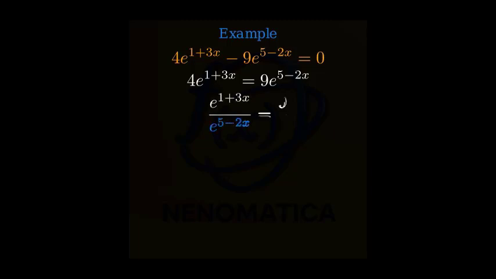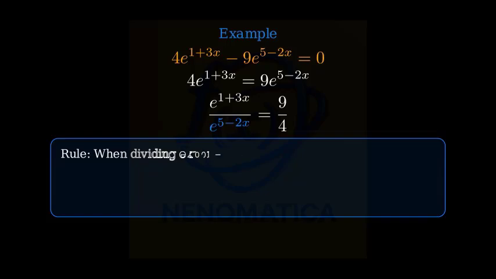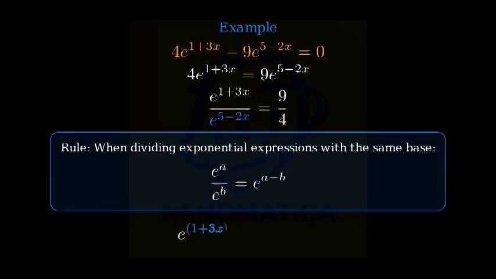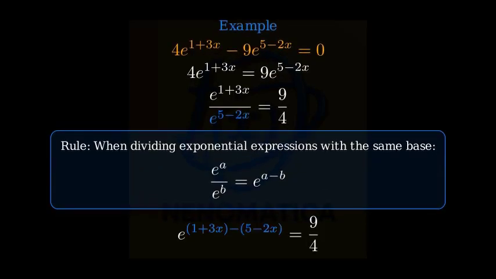Next, we'll divide both sides by 4 to isolate the first exponential term. Now, we can use a key property of exponentials. When we divide two exponential expressions with the same base, we can subtract their exponents. So e to the power of 1 plus 3x divided by e to the power of 5 minus 2x equals e to the power of 1 plus 3x minus the quantity 5 minus 2x.